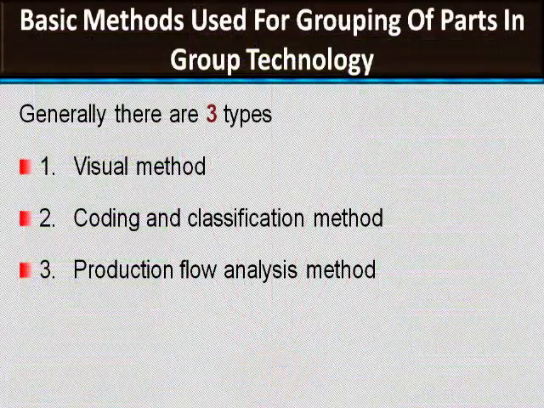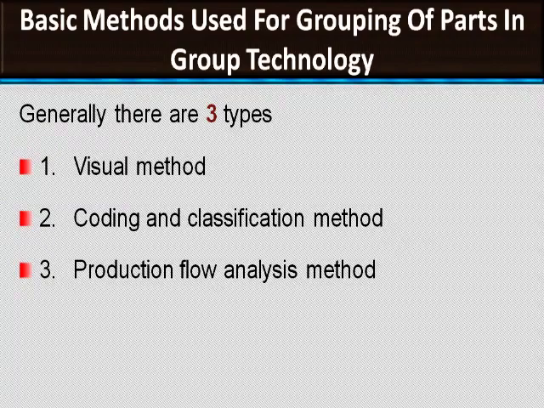What are the best methods to group parts based on group technology? Here you can see in this slide, there are three types. One is visual method. Second method is coding and classification method. Third method is production flow analysis method. Let us discuss one after the other.